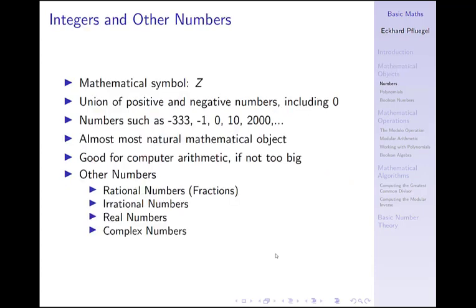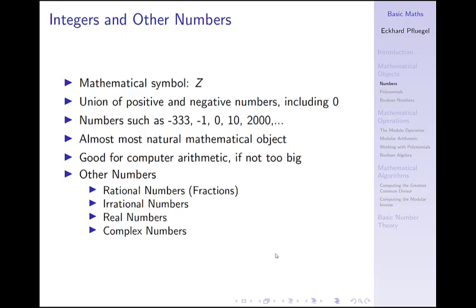So let us introduce the integers and perhaps put them into context with some other types of numbers. Integers are, I would say, almost the most natural mathematical objects, apart from the natural numbers. The integers are the union of the positive and negative numbers, and we would include 0 as well. For example, as you can see in this list: minus 333, minus 1, 0, 10, 2000, 10,000. These would all be integers. That's not too difficult. I'm sure you've all come across this.